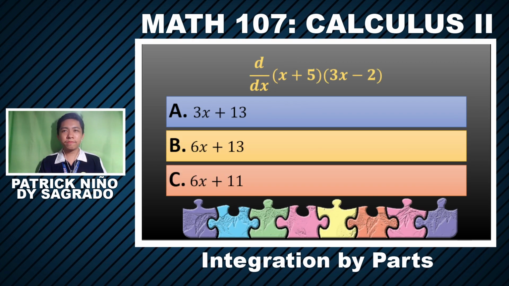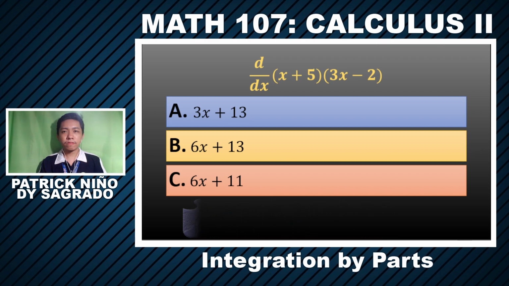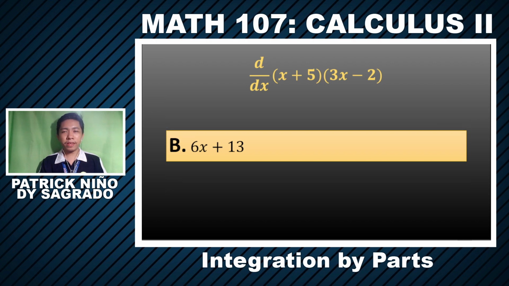Let's go to the third. So what is the derivative for the following factors? X plus 5 and 3x minus 2. What is its derivative? Time's up. The correct answer is letter B. Congratulations everyone, all of you got the correct answer. So that means we have a 10-11 score. Therefore, I congratulate the second group for winning our little activity. So a round of applause everyone.